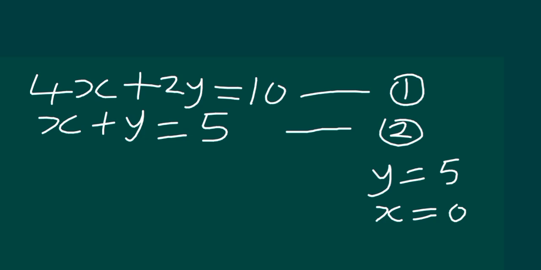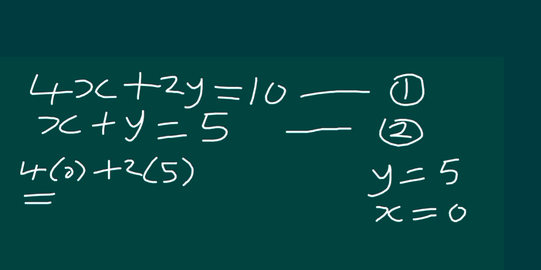Now, the value of our y is equal to 5 and the value of our x is equal to 0. So in equation 1, 4 times 0 plus 2 times 5 is equal to, 4 times 0 is 0 and 2 times 5 is equal to 10. Therefore, the left hand side in 1 is equal to the right hand side in 1.